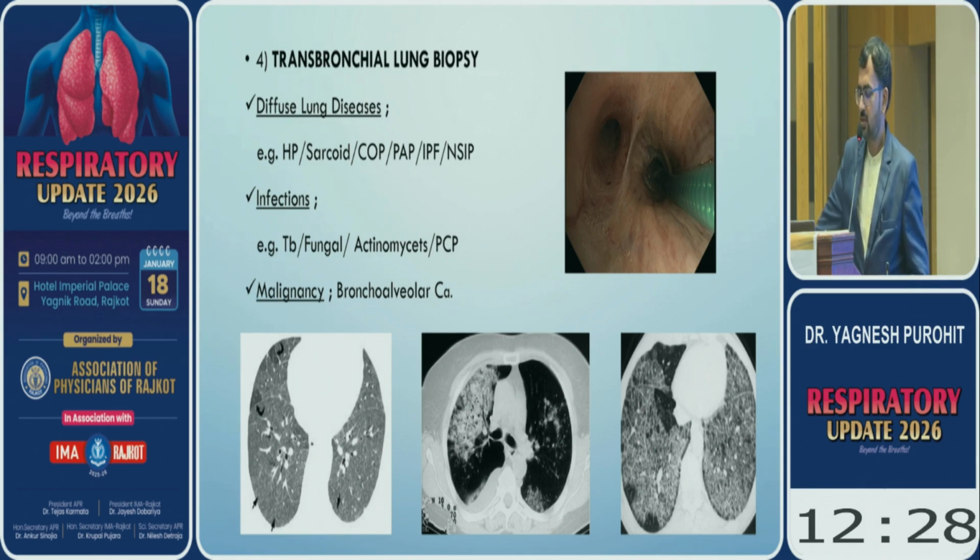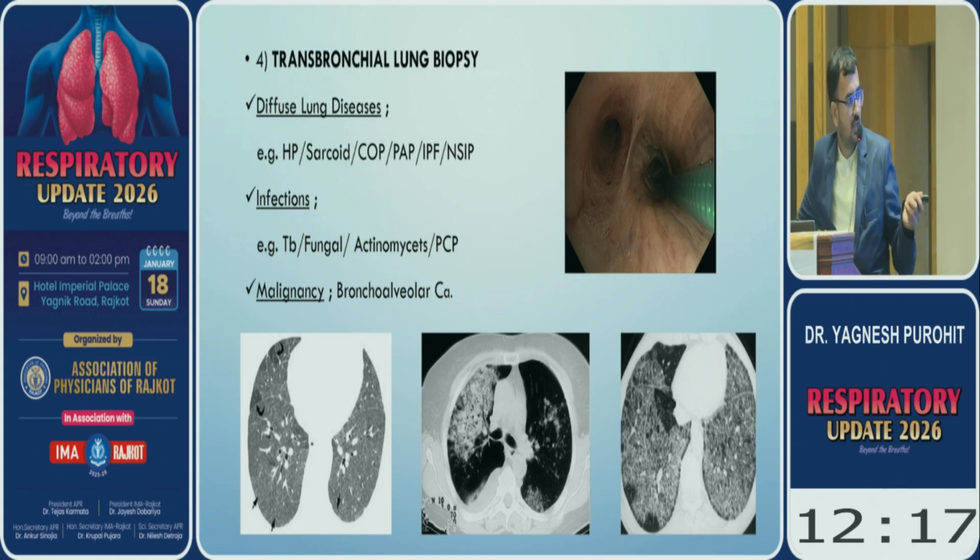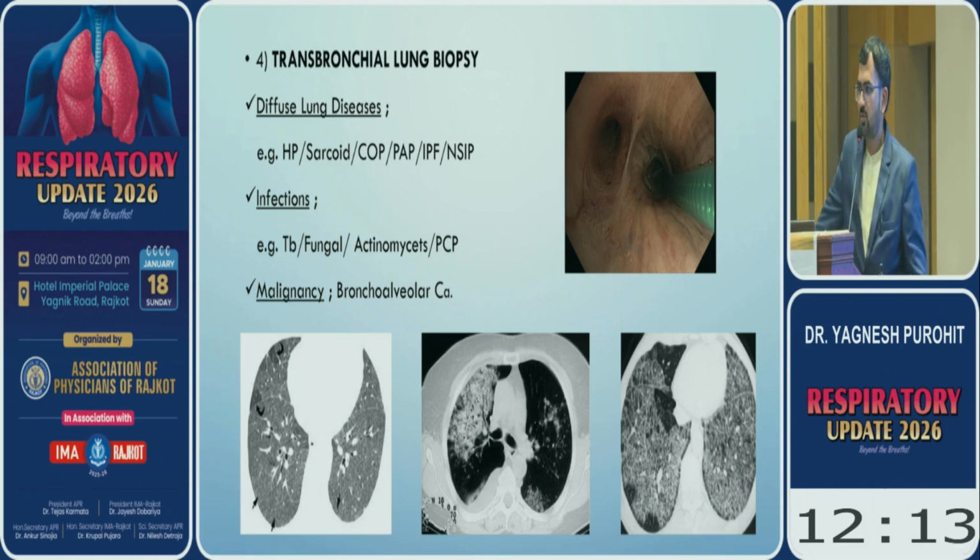In malignancy, especially in the bronchoalveolar carcinoma, where the radiological finding looks like a consolidation, they generally present as a non-resolving pneumonia kind of thing. The second CT image which was shown looks like an infection, but in such cases, sometimes CT guided biopsy also does not give a diagnosis, but in these cases, transbronchial lung biopsy gives us better yield.